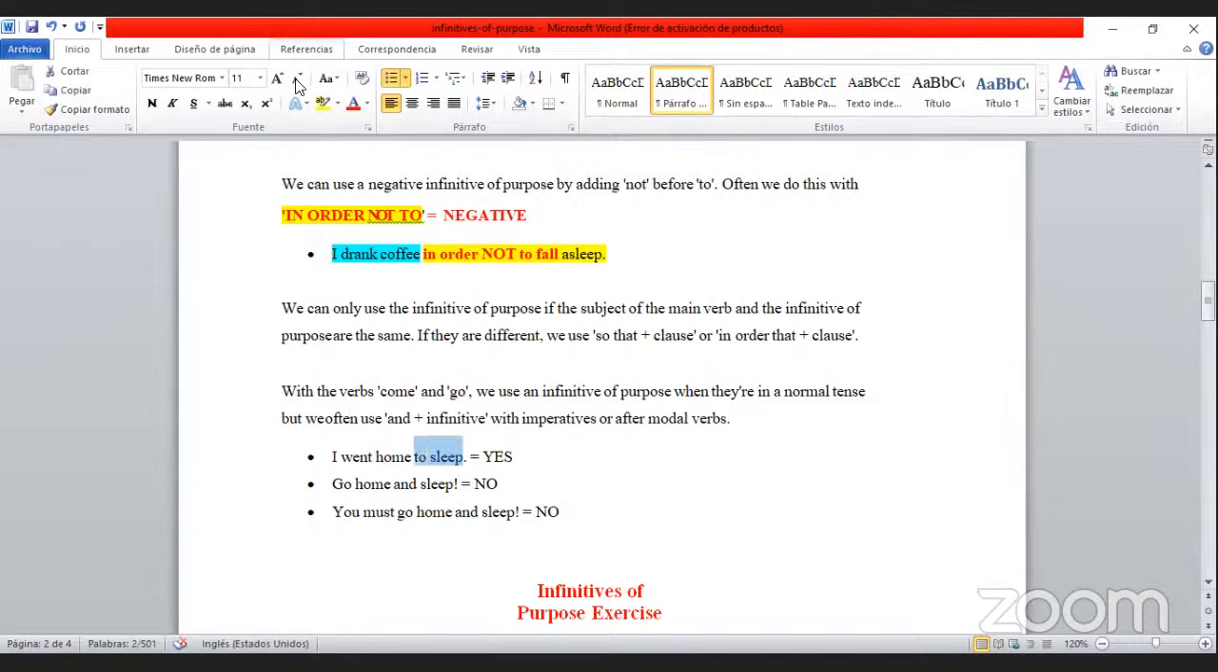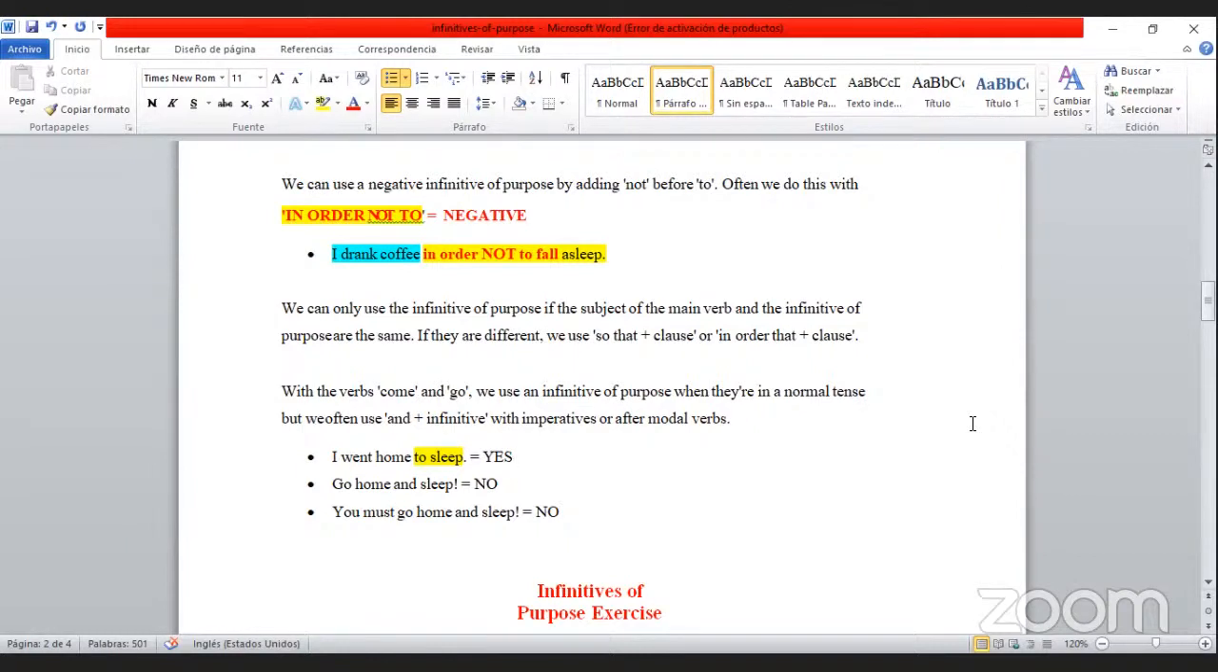Yes, why? Because we have here the infinitive. You must go home and sleep. Are we using the infinitive? No, right? Because we are only using the verb in base form. So this is only the infinitive of purpose, right? Okay. So until here, is it understandable?